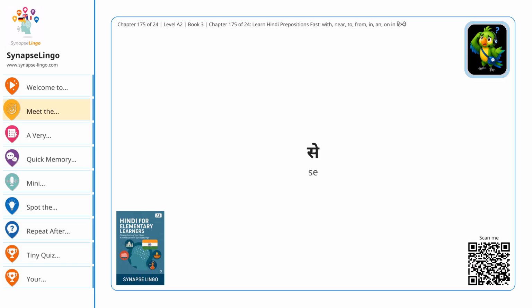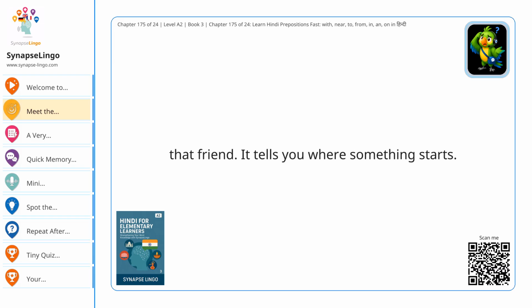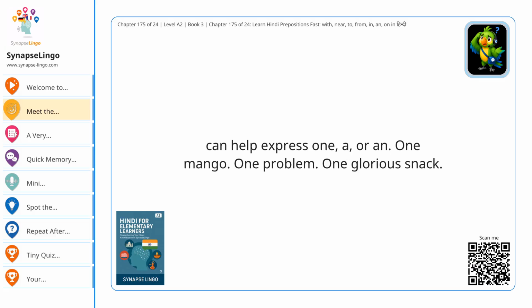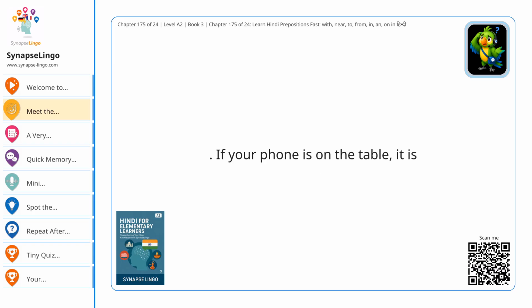Next is from, से. If a gift is from a friend, it comes से that friend. It tells you where something starts. Then in, में. If the keys are in the bag, they are में the bag. Unless they are secretly in your other pocket. Now in, एक. In simple beginner Hindi, एक can help express one, a, or in. 1 mango. 1 problem. 1 glorious snack. Finally on, पर. If your phone is on the table, it is पर the table. If it is not there, check under your panic. A very serious tea adventure.